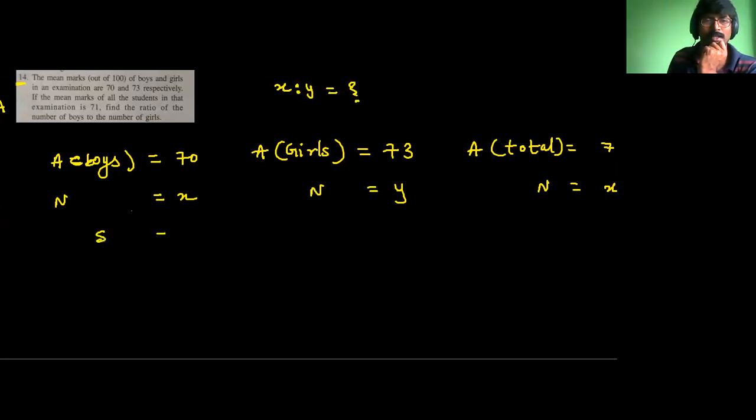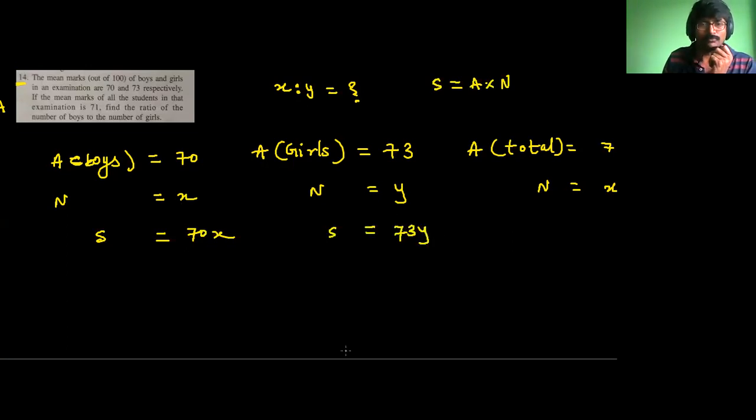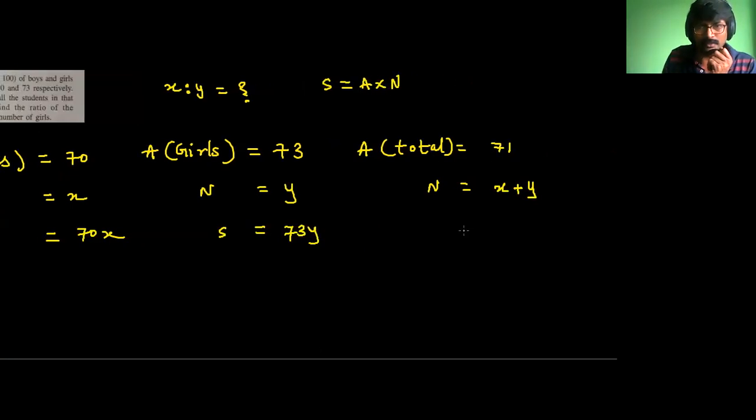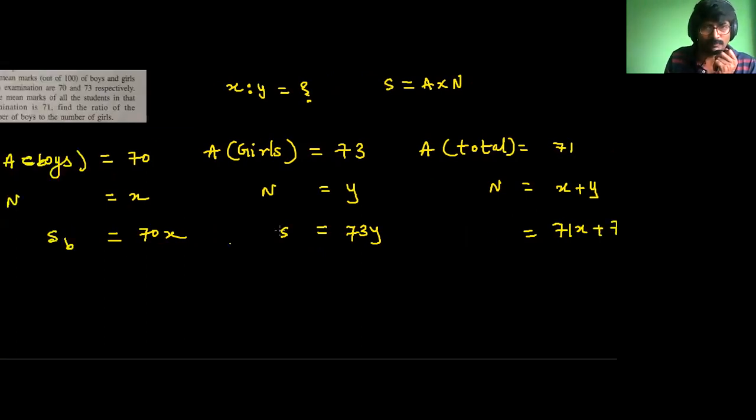What is the sum over here? The formula for the sum is A into N. So I'm just multiplying this 70 into X, which gives 70X. What is the sum over here? 73Y. And what will the sum be for the total, students? It will become 71X plus 71Y. Are you understanding? If you think a little bit, this is the sum for boys, this is the sum for girls, and this is the sum for all the people.